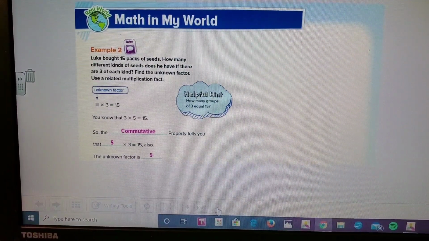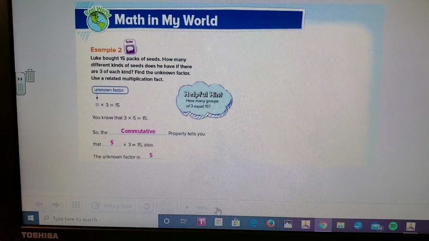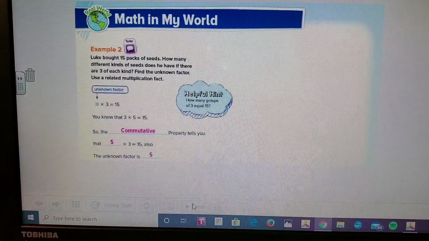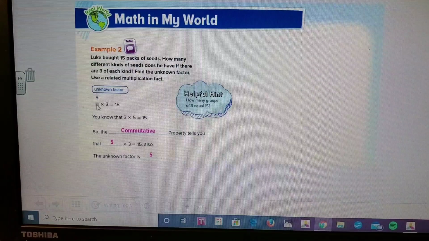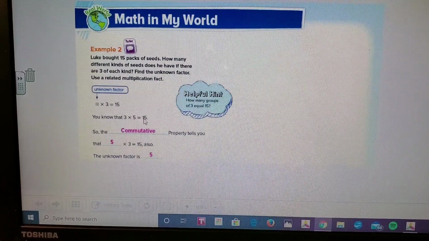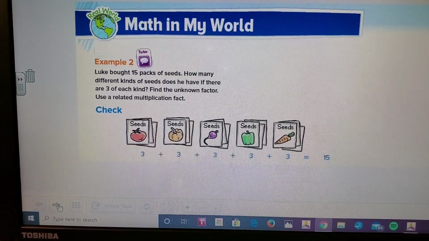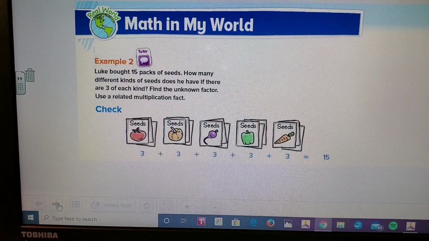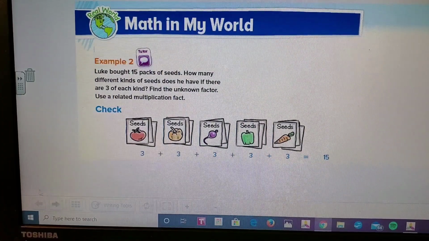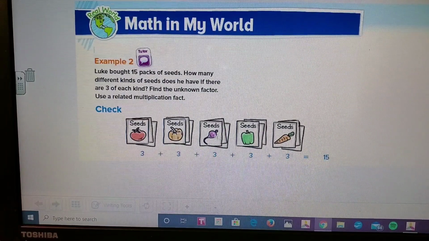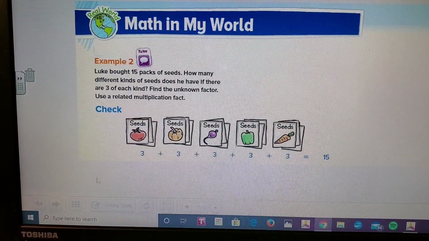So the commutative property tells you that 5 times 3 equals 15 also, and the unknown factor is 5. So here you have 5 times 3, and here you have 3 times 5. Luke bought 15 packs of seeds. How many different kinds of seeds does he have if there are 3 of each kind? Find the unknown factor. Here they want you to check it using repeated addition. 3 plus 3 plus 3 plus 3 plus 3 equals 15.